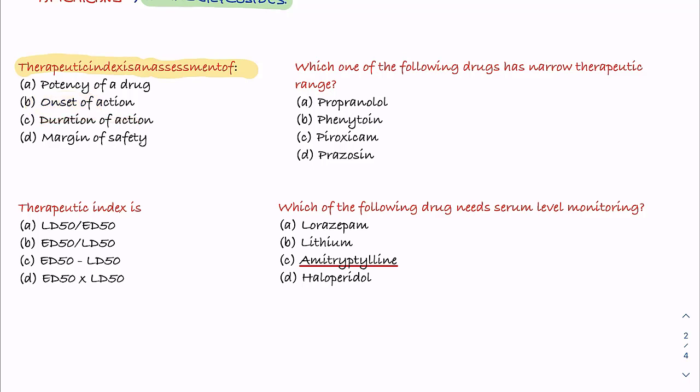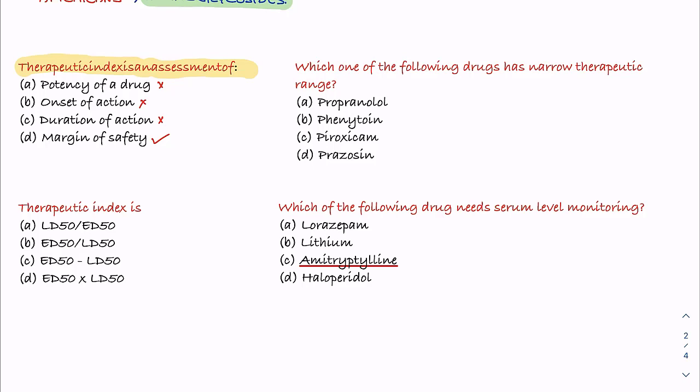No, this is not the right answer. As we discussed earlier, it is a measure of safety. The right answer will be D. It is the measure of safety, so it tells you about the safety of a drug.